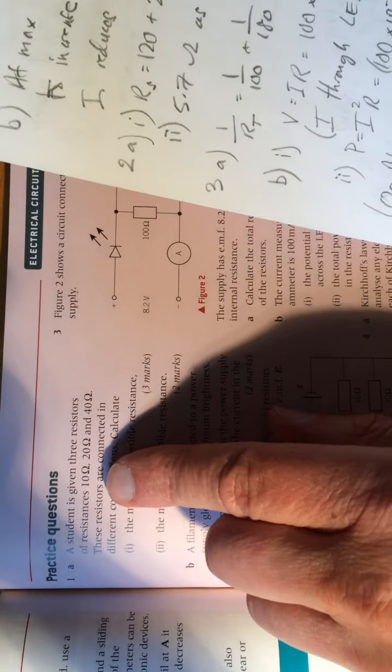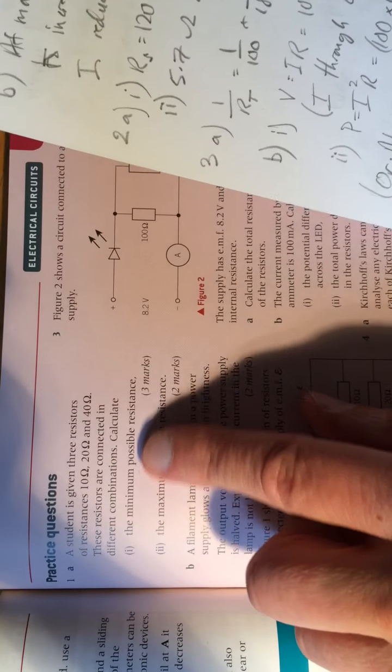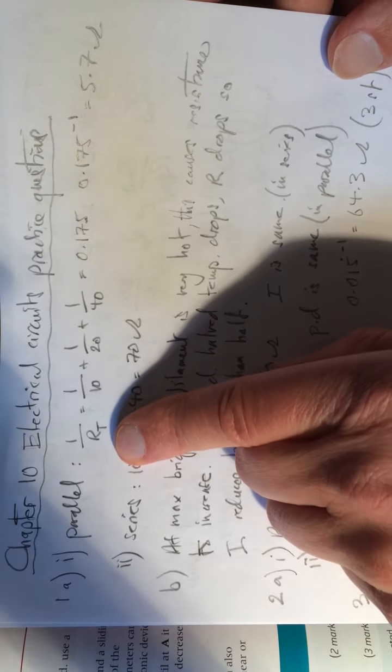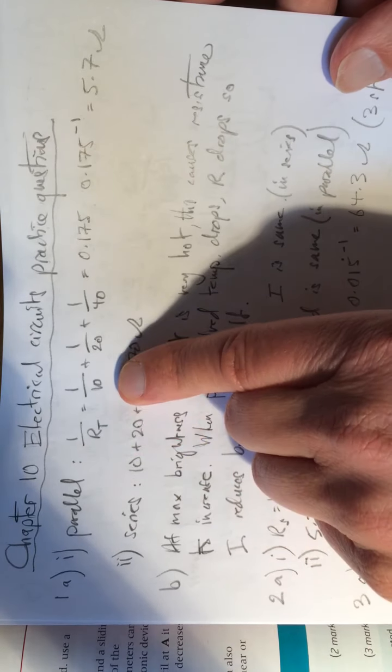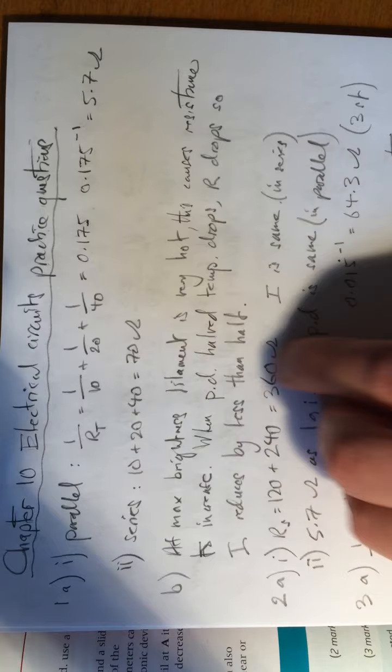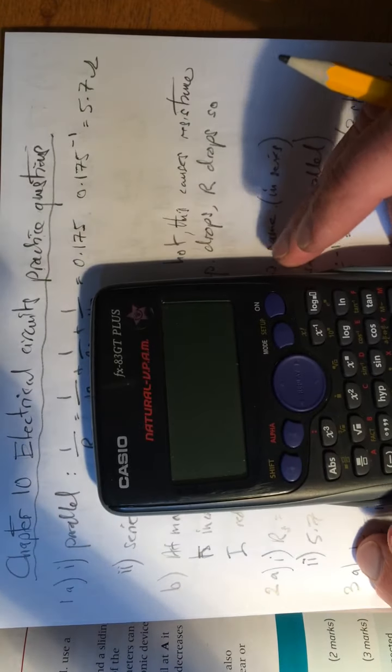So, question one. 3 resistors, 10 ohm, 20 and 40 ohm. What's the minimum possible resistance? Minimum is going to be in parallel. So we go this. 1 over the total resistance is 1 over 10 plus 1 over 20 plus 1 over 40. I just type that in as I go.